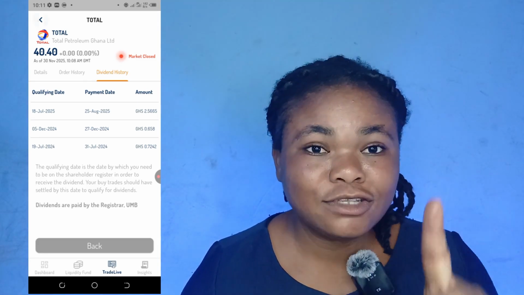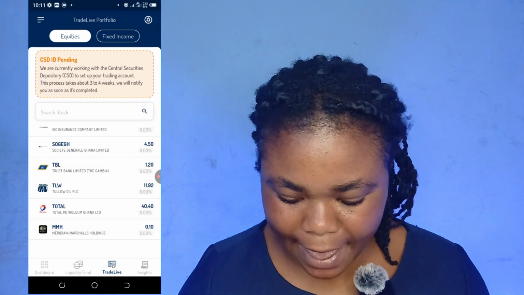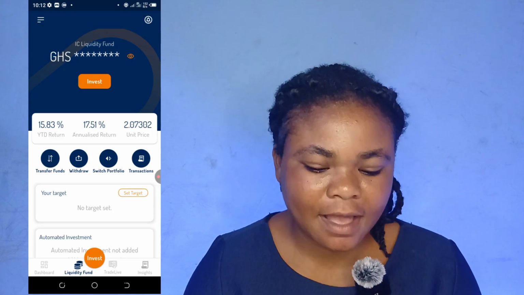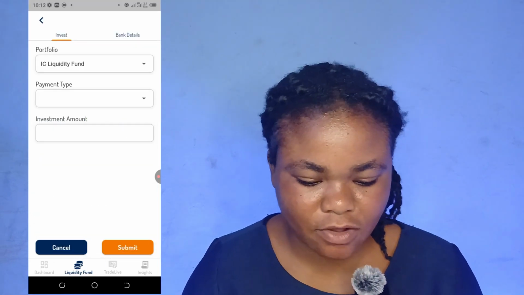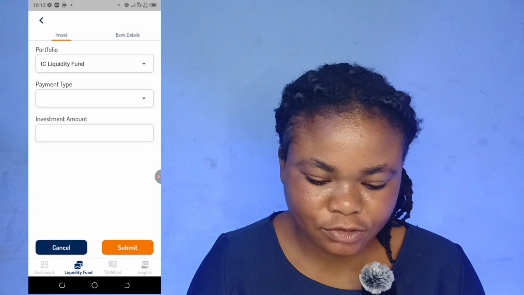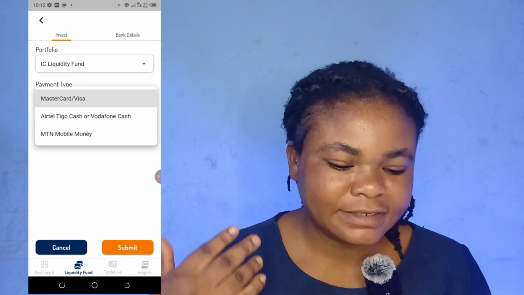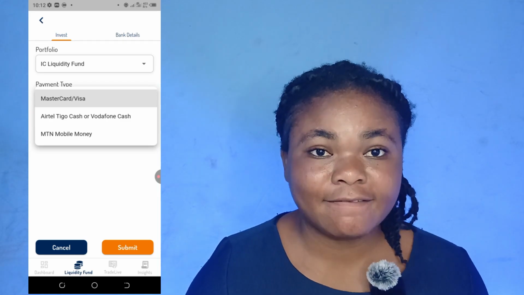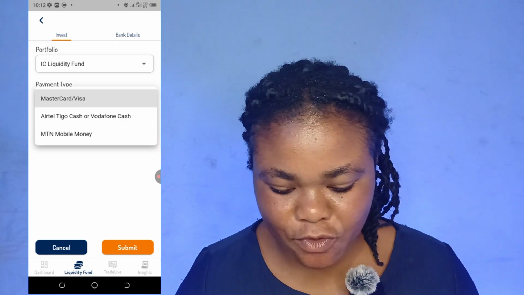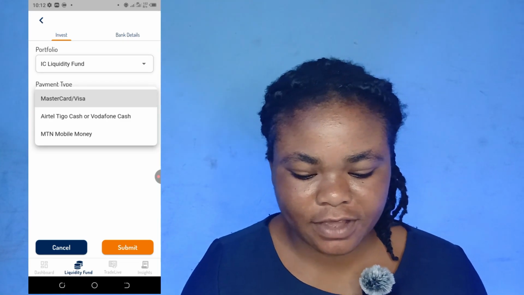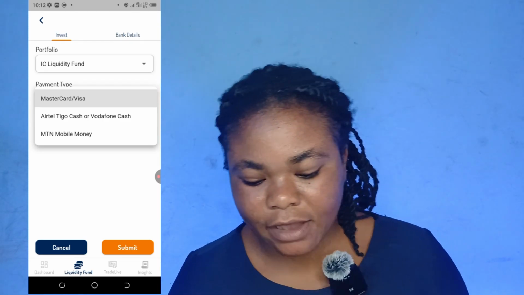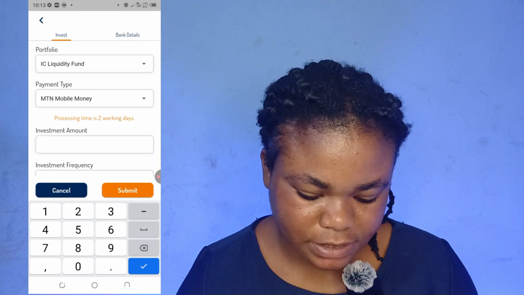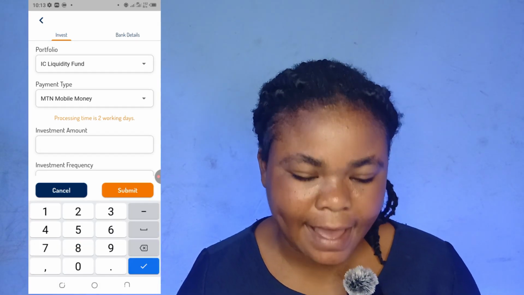Okay, so let's go straight to how to buy it. You click on liquidity fund, and then click on invest. Then you choose the payment type, either MasterCard, Visa card, Airtel Tigo Cash, or Vodafone Cash. For me, I'll use MTN Mobile Money. And then you select the amount you want to buy.